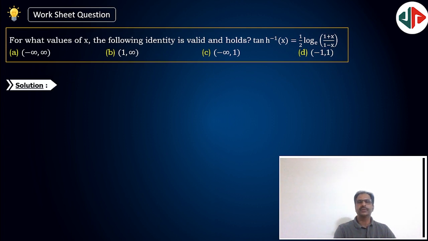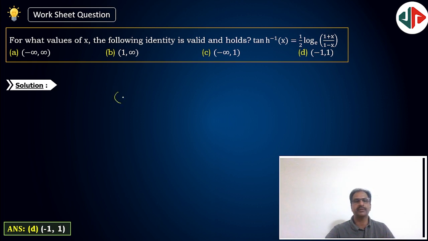So here the question is indirectly the domain of tan h inverse x. For what values of x the following identity is valid means the tan h inverse x domain, which is the open interval minus 1 to 1. They are indirectly asking the domain of tan h inverse x, which is the open interval minus 1 to 1.